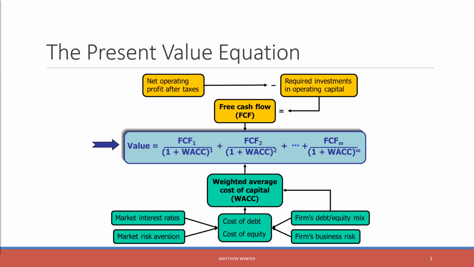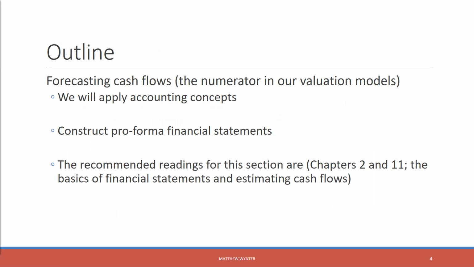Let's revisit our present value equation. In the numerator, we have free cash flow for time period 1, 2, and all the way through infinity. And in the denominator, we have the WACC, the weighted average cost of capital, that we spent quite a bit of time developing and showing how to use last week. What's different this week is we're going to focus on the numerator.